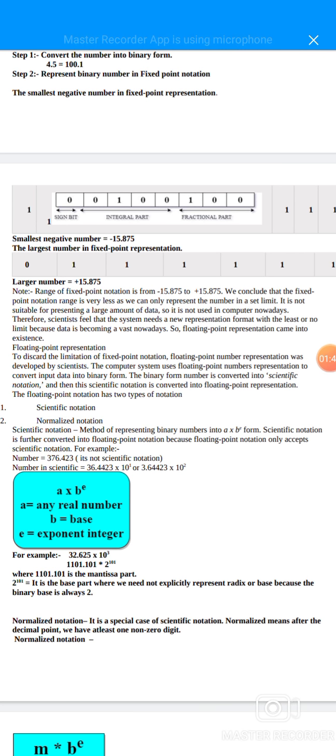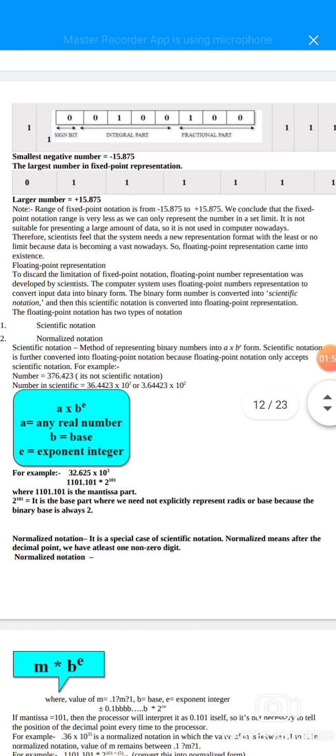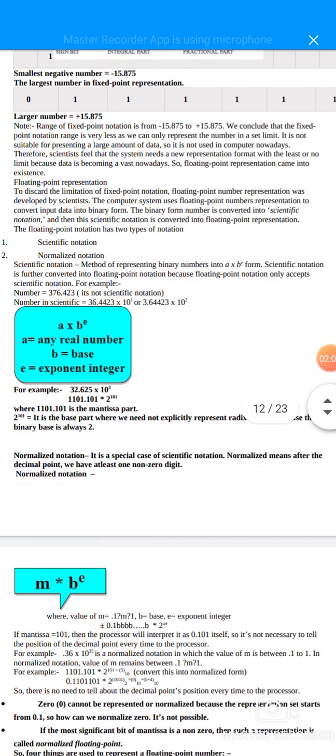Scientific notation is a method of representing a binary number in the form a times b to the power e. Scientific notation is further converted into floating point notation because floating point notation only accepts scientific notation. So it is denoted by this formula: a times b to the power e, where a is any real number, b is the base, and e is an exponent integer. Examples are given on the screen.